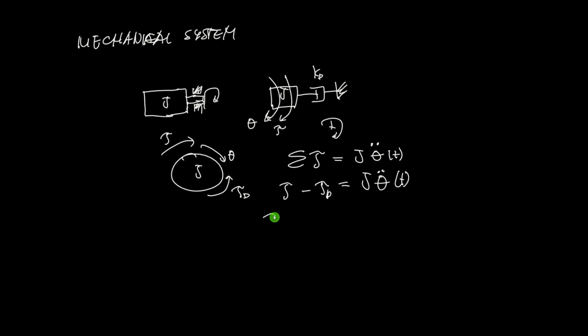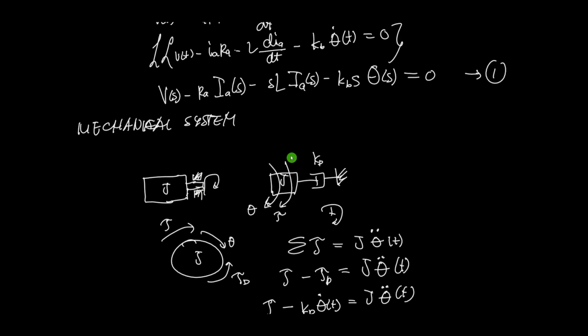And what is our tau here? Is this tau our torque due to damping? We already discussed this. This is just equal to the damping coefficient multiplied by the angular velocity, and this should be equal to J theta double dot of t. Then we can apply our Laplace. But before that, we need to also solve for this tau so that we can connect them to the electrical system.